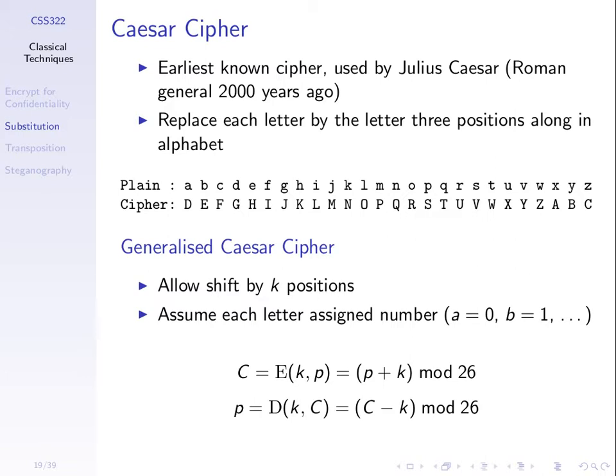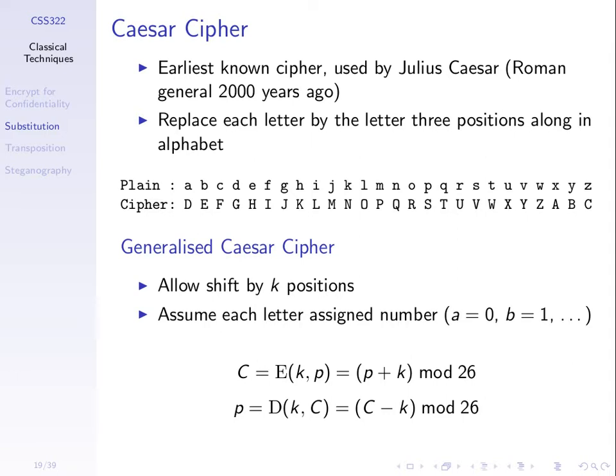And we can express that as a mathematical function or as an equation, the encryption process. Assume now each letter is assigned a number. So instead of A, B, C, think of 0, 1, 2. So starting from 0, going up to 25. Z is 25. Then the encryption process, we take the input plaintext letter, P, and the number of positions we shift by is K. So for the original Caesar cipher, K is 3.